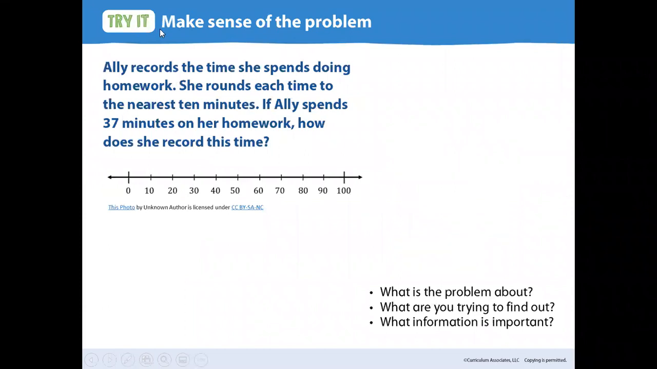We're going to try it, make sense of the problem. Allie records the time she spends doing homework. She rounds each time to the nearest 10 minutes. If Allie spends 37 minutes on her homework, how does she record this time?